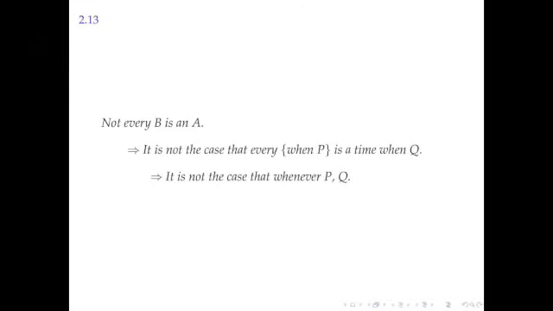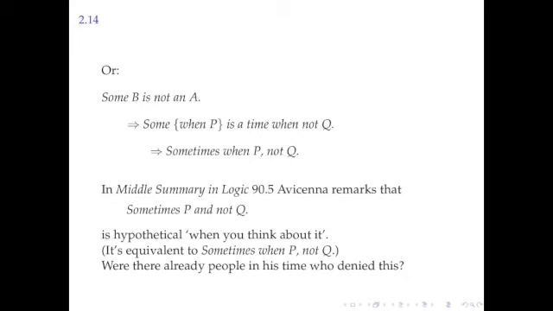Then there's one more kind of existential sentence that we can write in two different ways. First way is, not every B is an A. Changing gear, that's, it is not the case that every when P is a time when Q. And shaking that down gives us, it is not the case that whenever P, Q. Now the other way of saying this same categorical sentence is, some B is not an A. Changing gear, that becomes, some when P is a time when not Q. And that shakes down to sometimes when P, not Q.